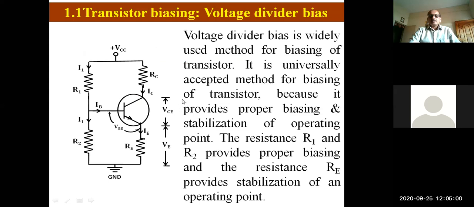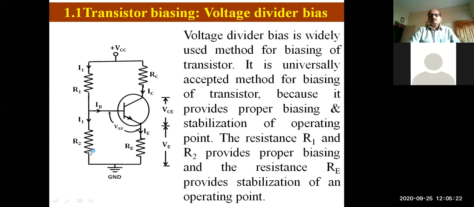Last time we have seen the voltage divider bias method. This circuit is the most important. Last time we have seen how we can draw the circuit diagram. The diagram is most important. This biasing is a widely used, universally accepted method, because the resistances R1 and R2 provide proper biasing. Also, the emitter resistance provides stabilization of the operating point. And therefore, this biasing method is widely used and universally accepted.